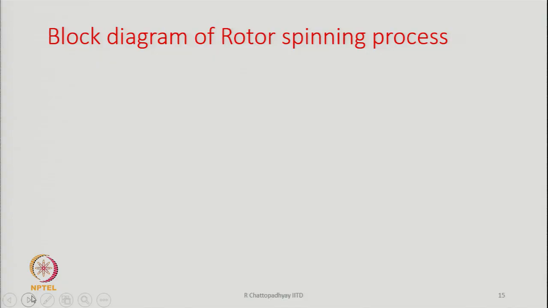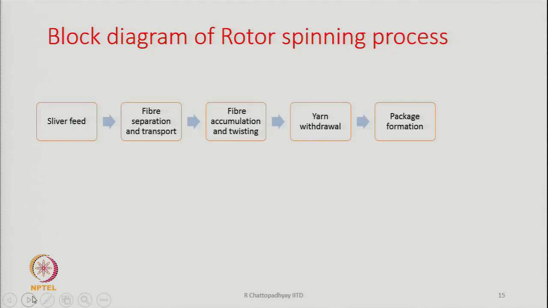Now, block diagram of the rotor spinning process. If we look at the rotor spinning process, first there is a sliver feed, some arrangement by which sliver will be fed. Next is fiber separation and fiber transport. As I said, we have to stretch this sliver, so that we introduce a break. Then comes fiber accumulation and twisting.